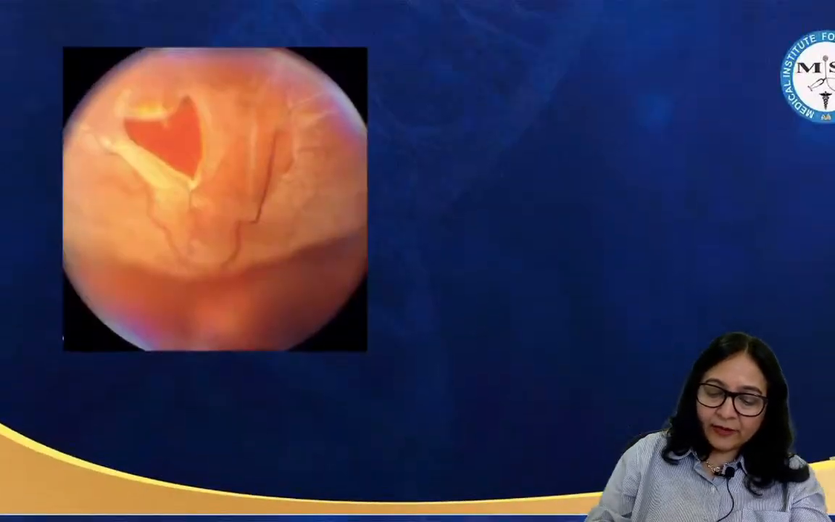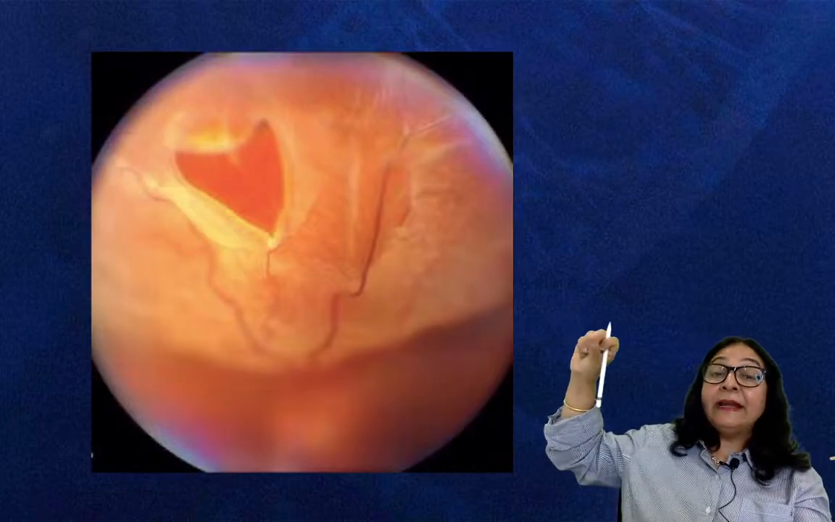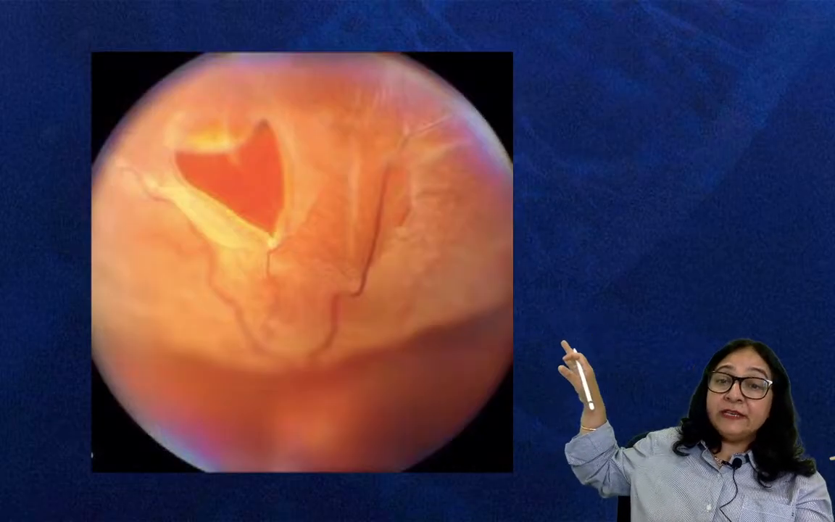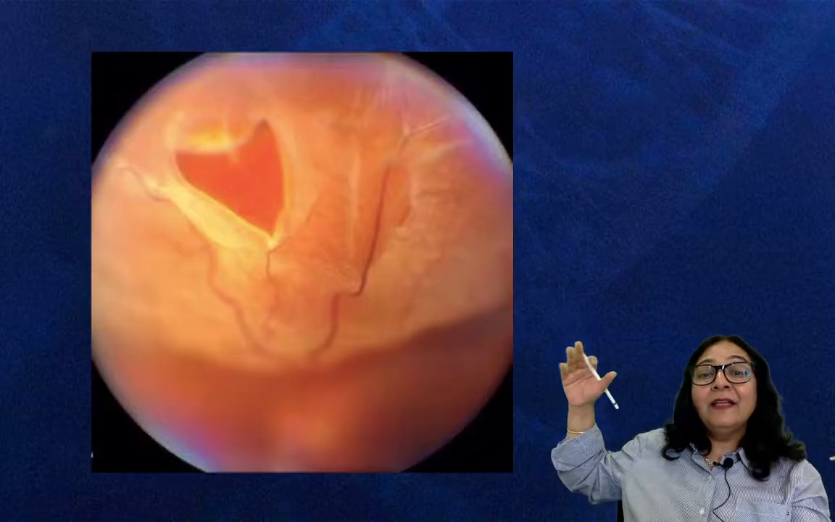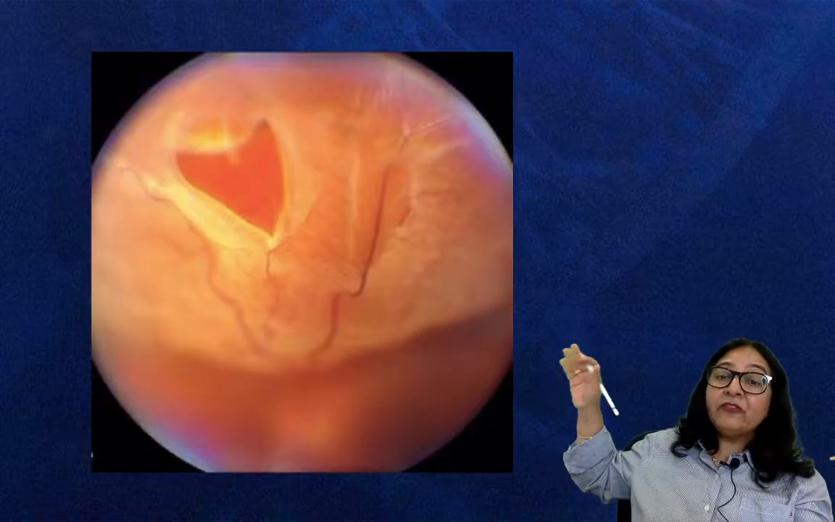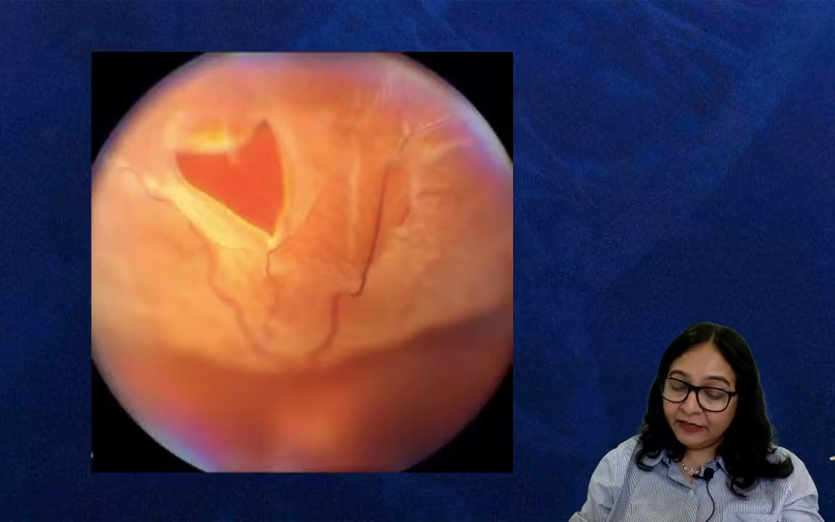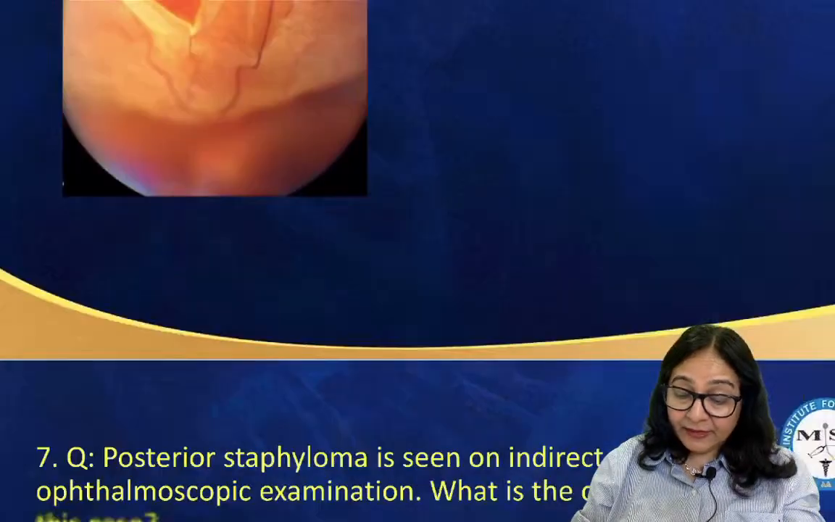So this is how your rhegmatogenous retinal detachment will look. Usually, if the retinal break is in the form of a horseshoe tear like this, which I have shown here, that will lead to rhegmatogenous retinal detachment. So this patient will have floaters and flashes before the retinal detachment develops. Okay ji? ठीक है beta.